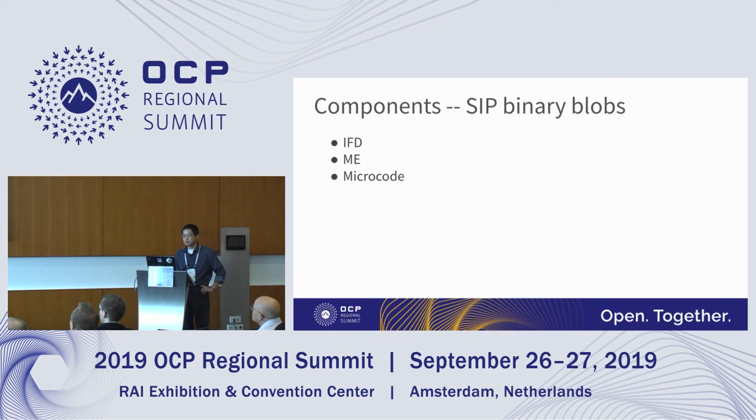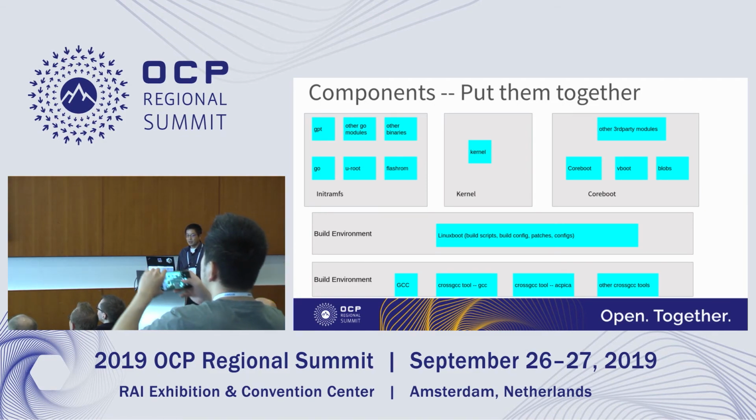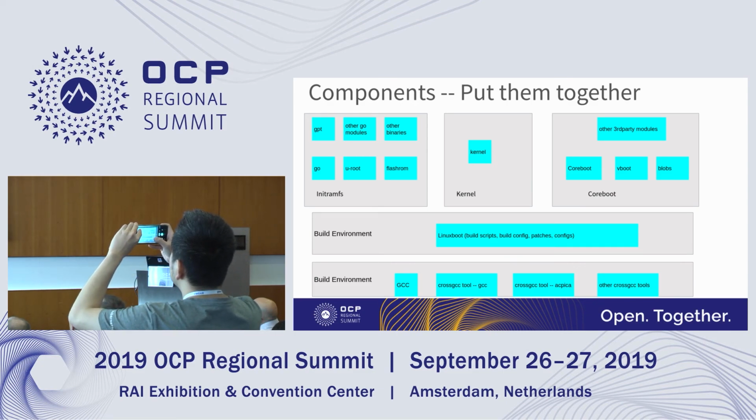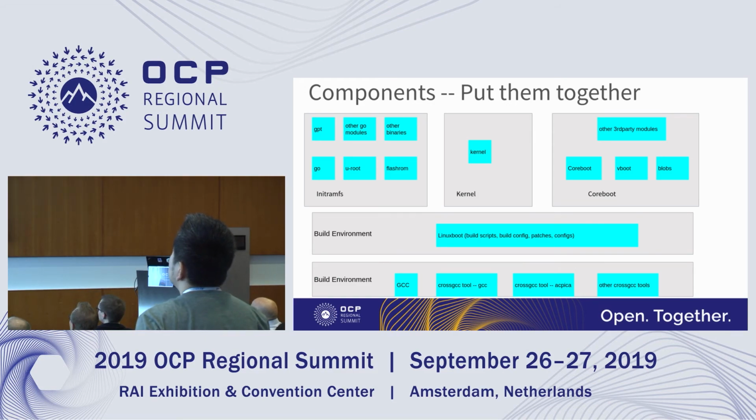Another group of components is the silicon vendor's binary blobs. In terms of Intel, that would be IFD, ME, and microcode. Put them together, in the bottom there's a build environment. And then next up is the LinuxBoot glue layer. The glue layer would include things like build scripts, build configurations for the kernel, configurations for the user space, configuration for coreboot, and patches.